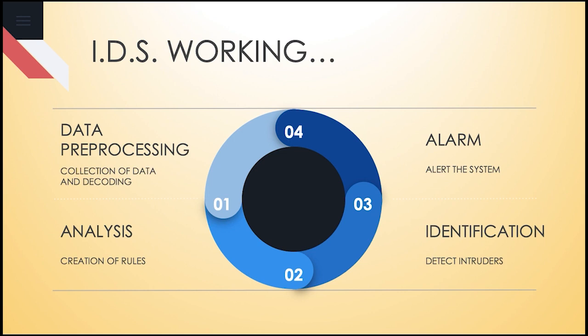In the second stage, analysis, the data is analyzed to find meaningful relationships and creation of rules. In the third stage, identification, the data sets are evaluated in the network packets to verify the purpose and usages. If any suspicious behavior is suspected, then they are tagged as intruders. In the fourth stage, alarm, the system administrator is notified about the intrusion so that the administrator can perform actions accordingly.